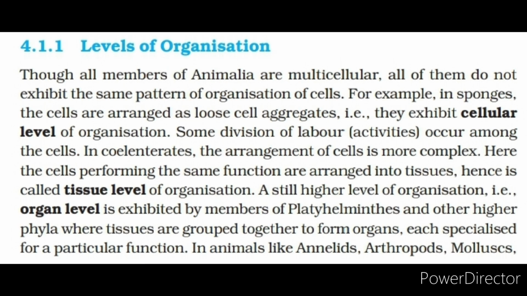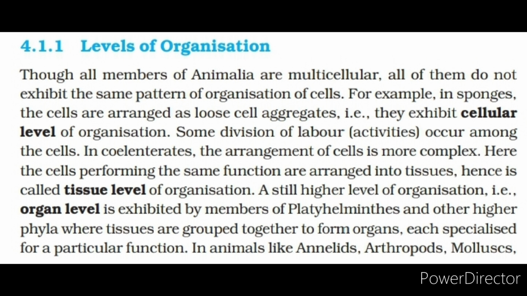Levels of organization. Though all members of Animalia are multicellular, all of them do not exhibit the same pattern of organization of cells. For example, in sponges, the cells are arranged as loose cell aggregates, i.e., they exhibit cellular level of organization. Some division of labor, activities, occur among the cells.